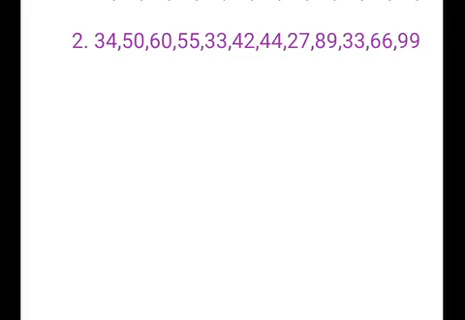Then our next numbers. The second set of numbers are 34, 40, 34, 50, 60, 55, 33, 43, 44, 27, 89, 33, 66, and 99. So get the upper quartile and the lower quartile of the first sum, then the lower quartile and the upper quartile of the second sum.